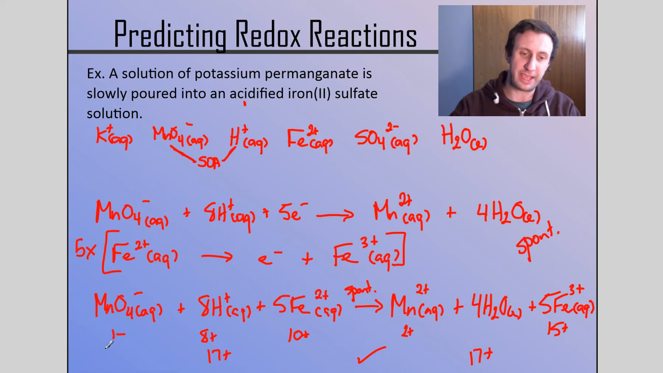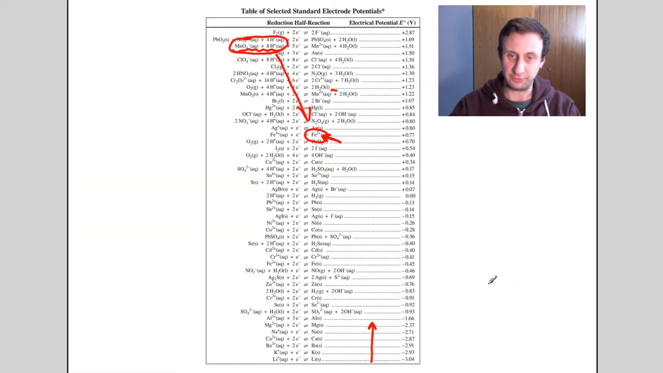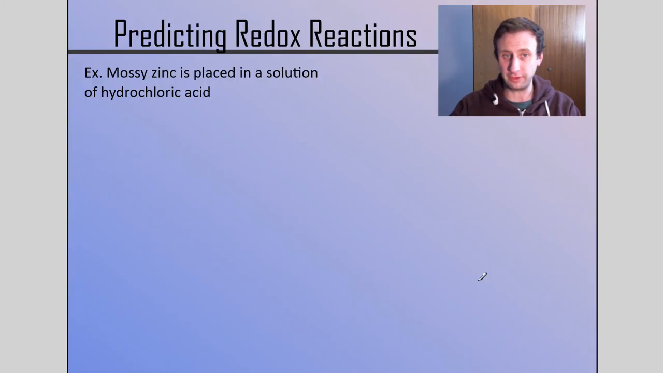At the end of the day, I can erase a lot of the noise on this slide. Erasing. But at the end of the day, this is what I've got. I've got MnO4 minus aqueous permanganate ion plus 8H positive aqueous plus 5 Fe2 positive aqueous spontaneously makes Mn2 positive aqueous, 4 waters, and 5 iron 3 ions. So I am done that question.